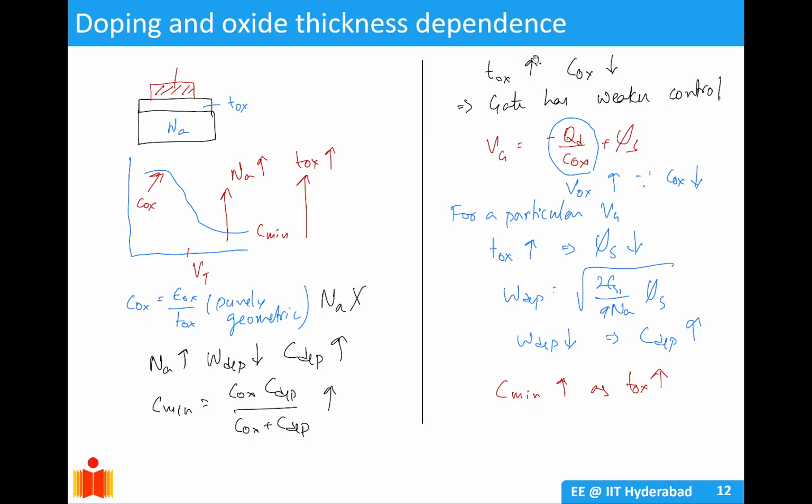Similarly, when you increase your TOX, your COX will decrease because COX is inversely proportional to TOX. So your COX will decrease. So your gate will have a weaker control on your capacitance.